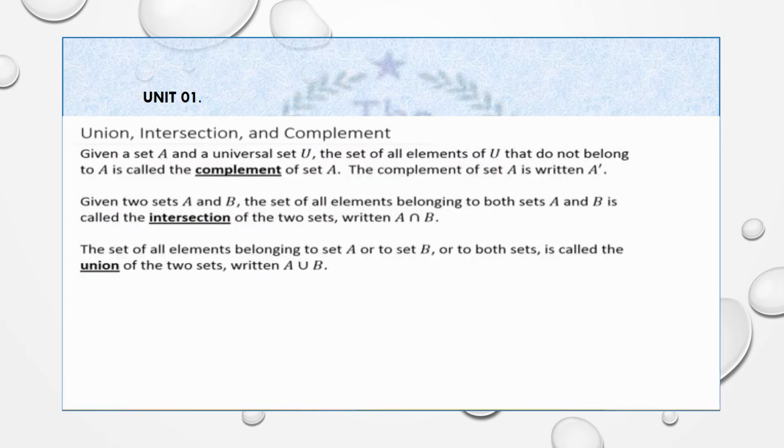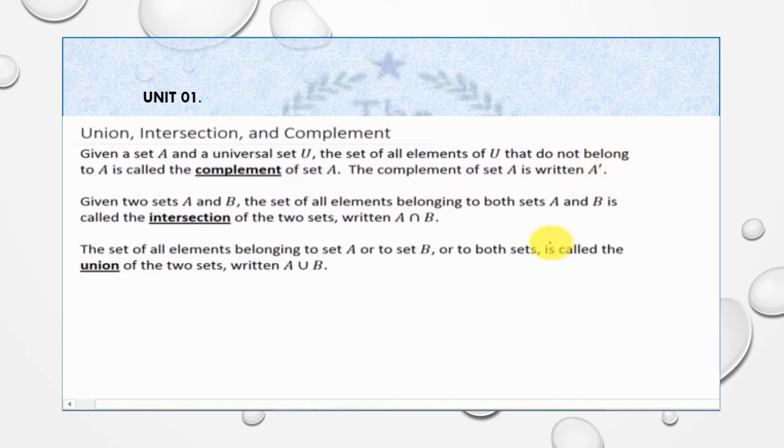Alright, so in this video we're going to look at sets, and we're going to talk about union, intersection, and complement. Let's talk about what each one is. If we're given a set A and a universal set U, the universal set is the set that contains everything. The set of all elements of U that do not belong to A is called the complement of set A, and the way we write it is with this A prime here.